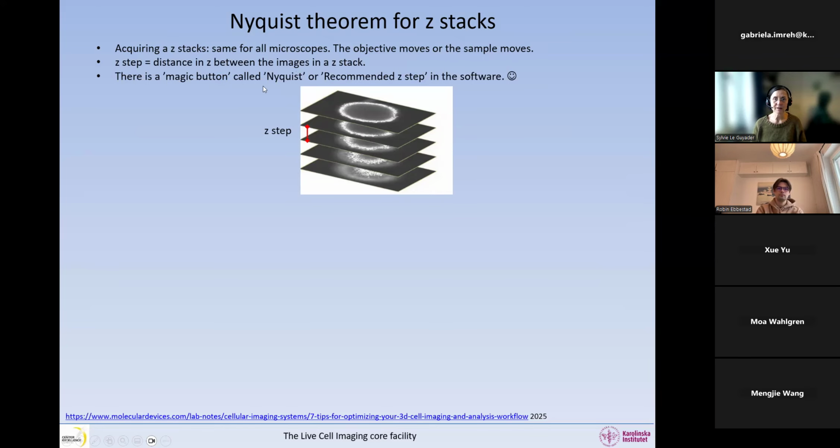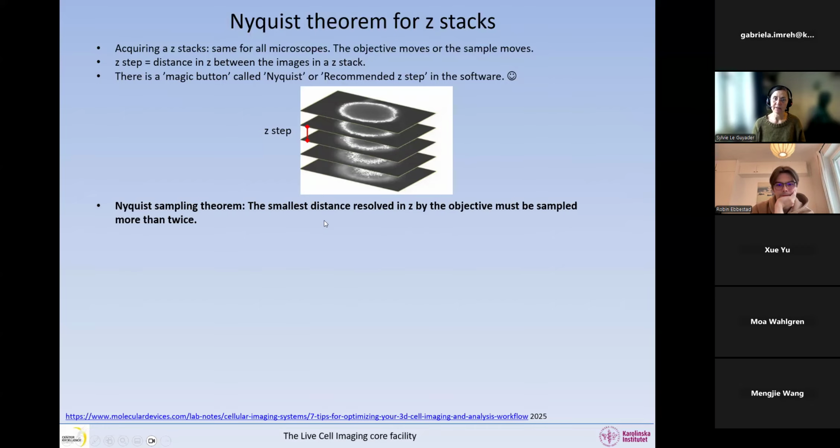The great thing with the Z stack is we have a magic button, and it's called Nyquist, or maybe it's called Optimal, or maybe it's called Recommended Z step, something like this. We have this magic button in the software, regardless of whether we are imaging with a single point confocal or a camera-based system.